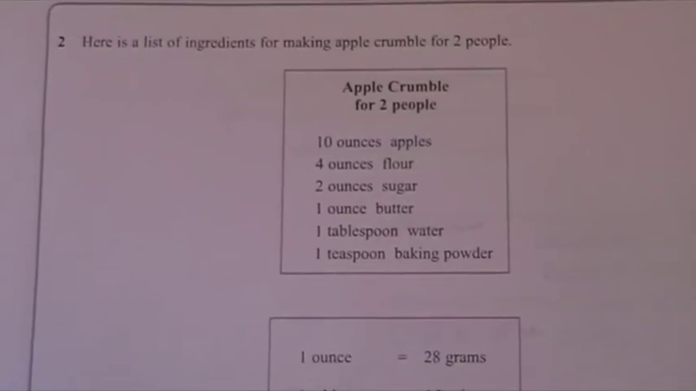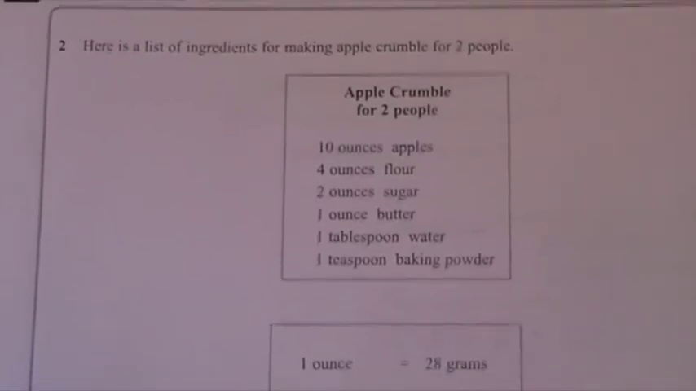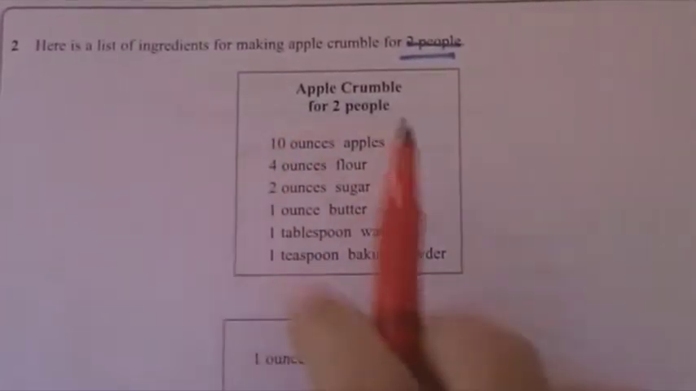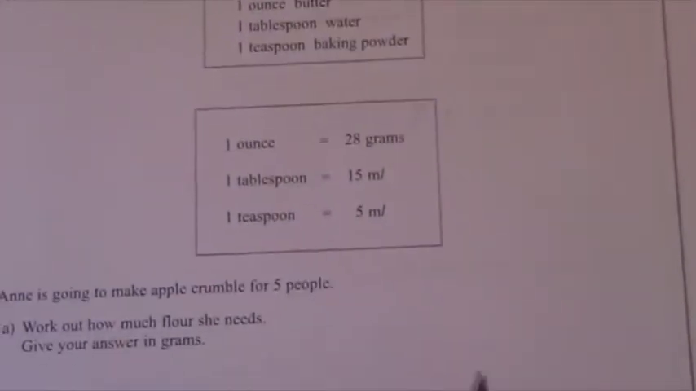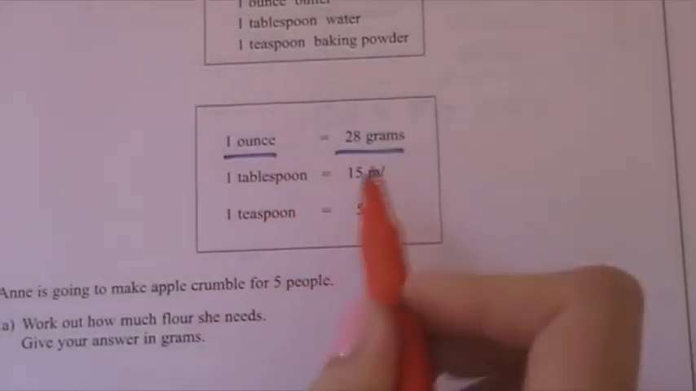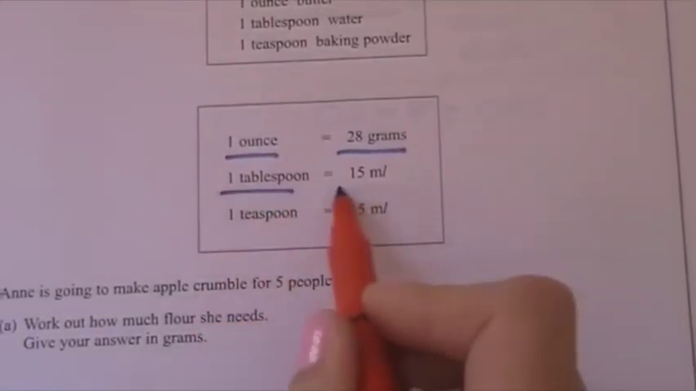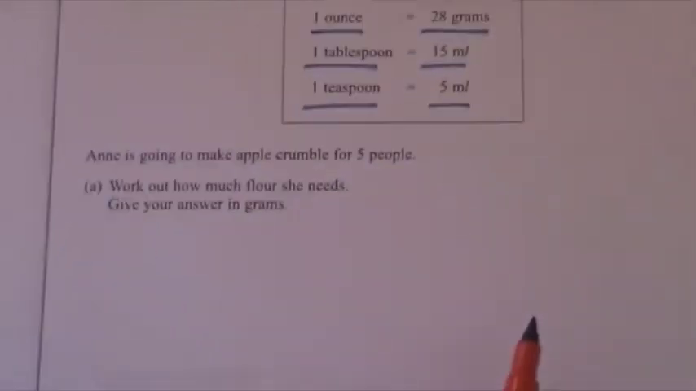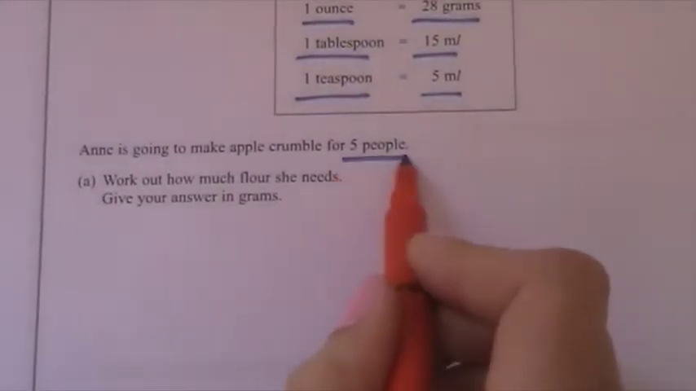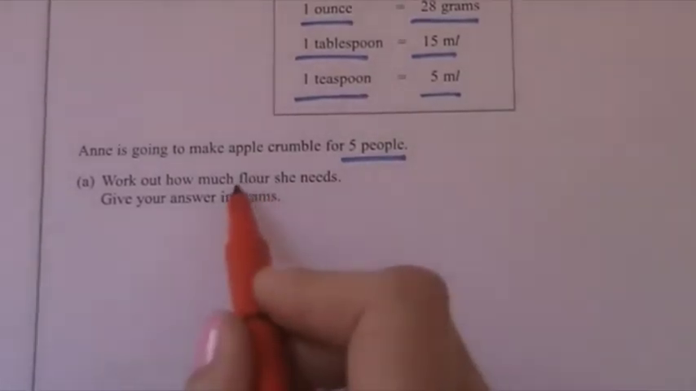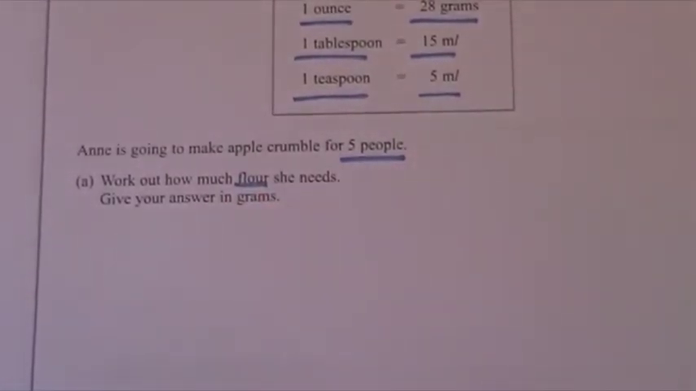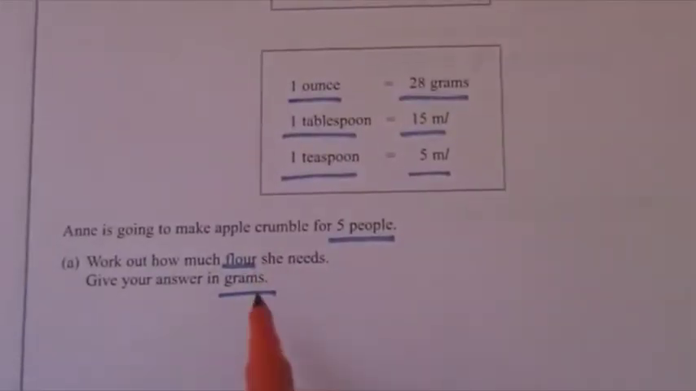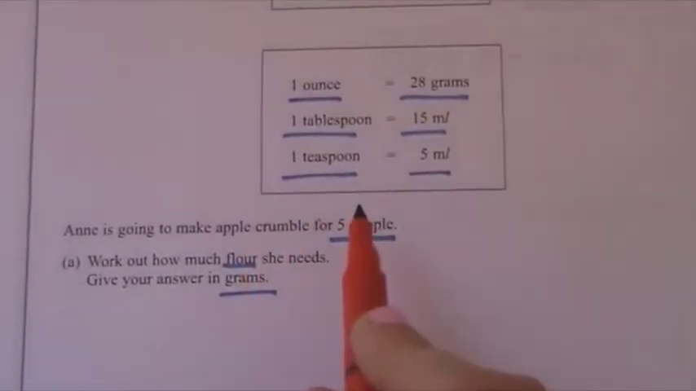Question 2. Here is a list of ingredients for making apple crumble for 2 people. There's a list of ingredients, and down here a conversion chart. 1 ounce, 28 grams. We've got 1 tablespoon, 15 millilitres, 1 teaspoon, 5 millilitres. Anne is going to make apple crumble for 5 people. Work out how much flour she needs. And it clearly states, give your answer in grams. So we're looking for an answer in grams, flour, 5 people.